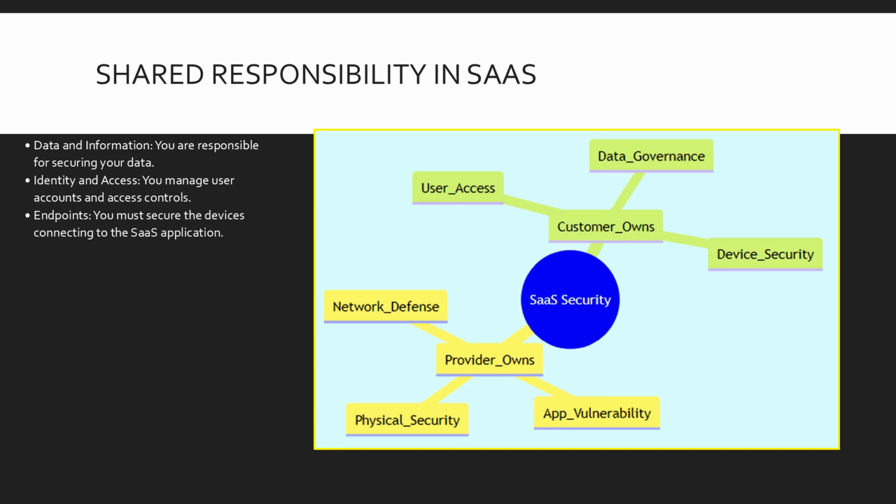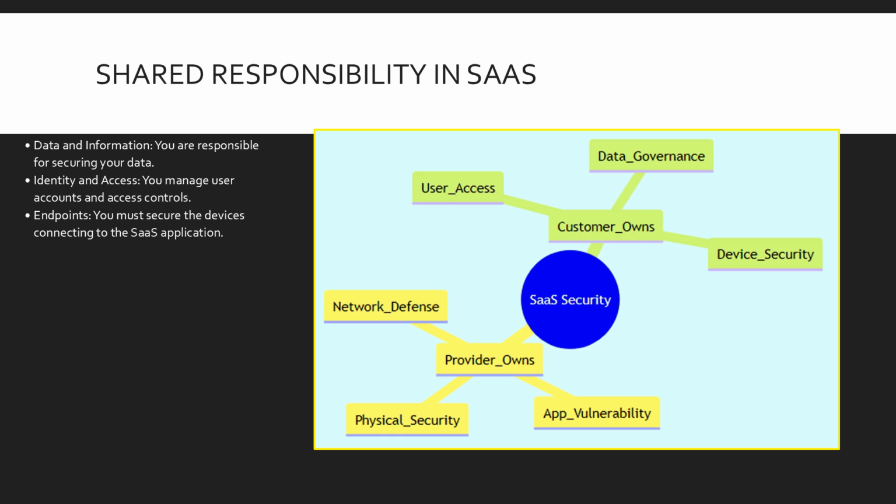While the provider manages the stack, security remains a shared responsibility. In a SaaS model, you are always responsible for your data and information. The provider secures the platform, but you define who has access to it. You are responsible for managing identities, creating user accounts, and enforcing policies like multi-factor authentication. Additionally, you must secure the endpoints, the mobile devices, and laptops that connect to the application, ensuring they are compliant and free of malware.